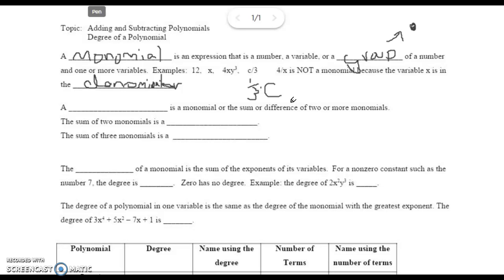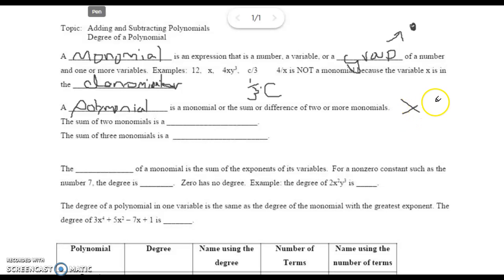Now, a polynomial, if you've ever heard the word poly before, maybe in science class, but a polynomial just means it's a bunch of monomials hanging out together. Whereas a monomial is just a number being multiplied by a variable, or just a number by itself, or just a variable by itself, a polynomial is just a bunch of monomials being added or subtracted together. They're just hanging out together. Hey, what's up? We're going to be added together, be subtracted, or whatever. So there's a lot of different examples of this.